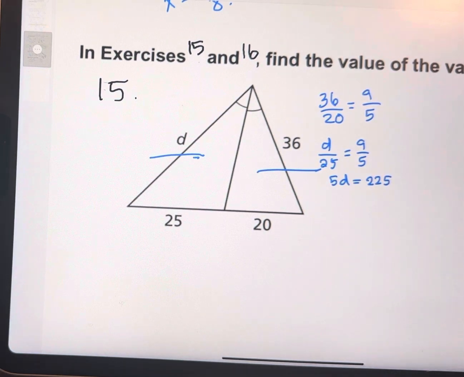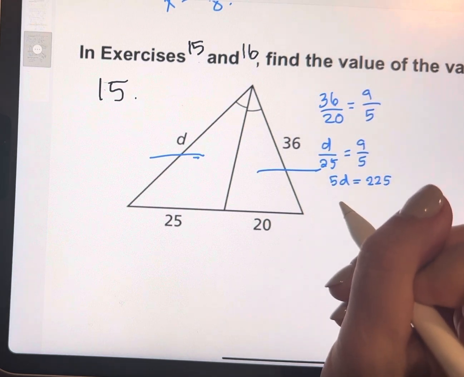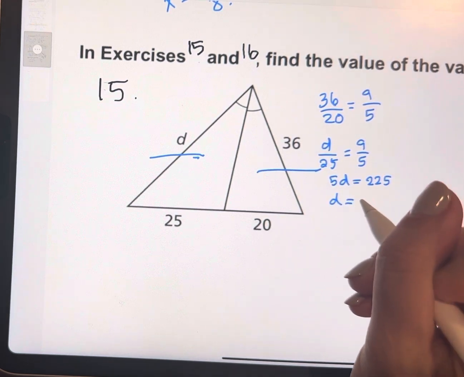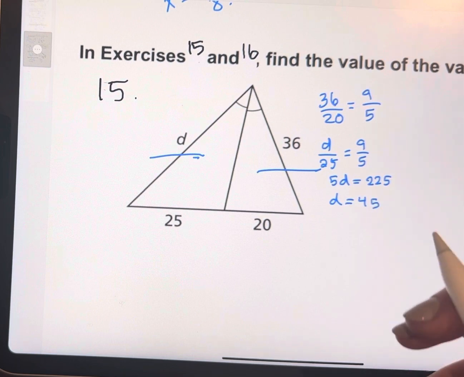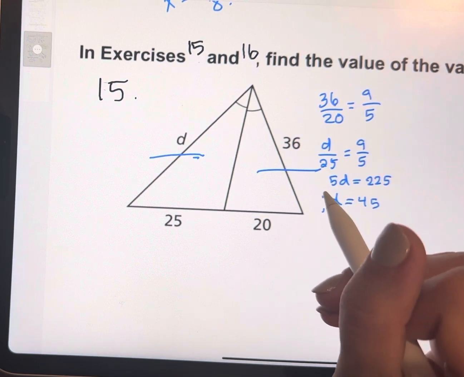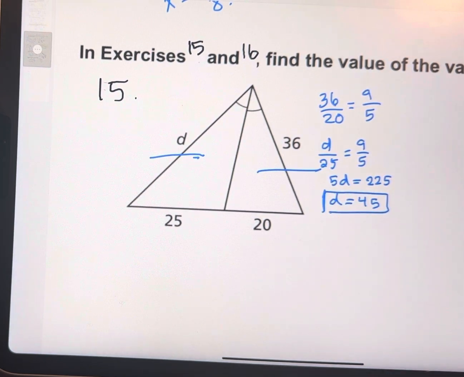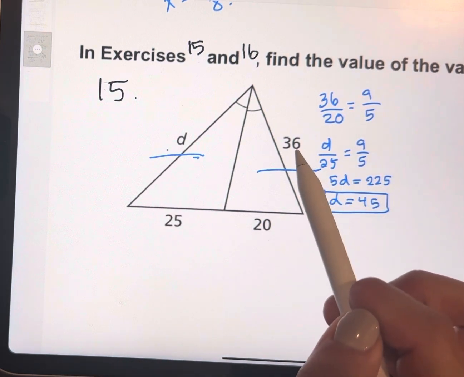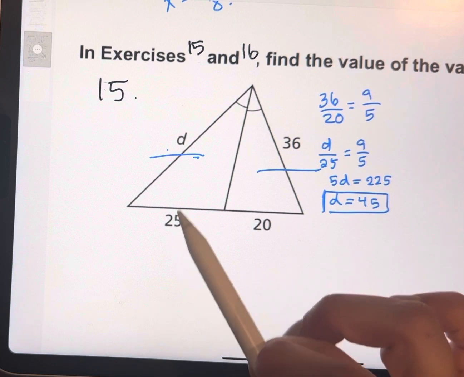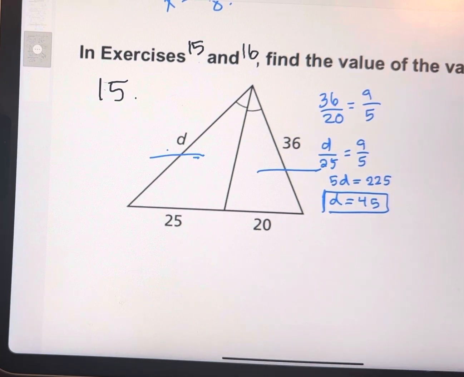9 times 25 would be 225. And then divided by 5, 45. Does that make sense? And yeah, it makes sense. 20 to 36, then 25 would go to 45. That makes sense.